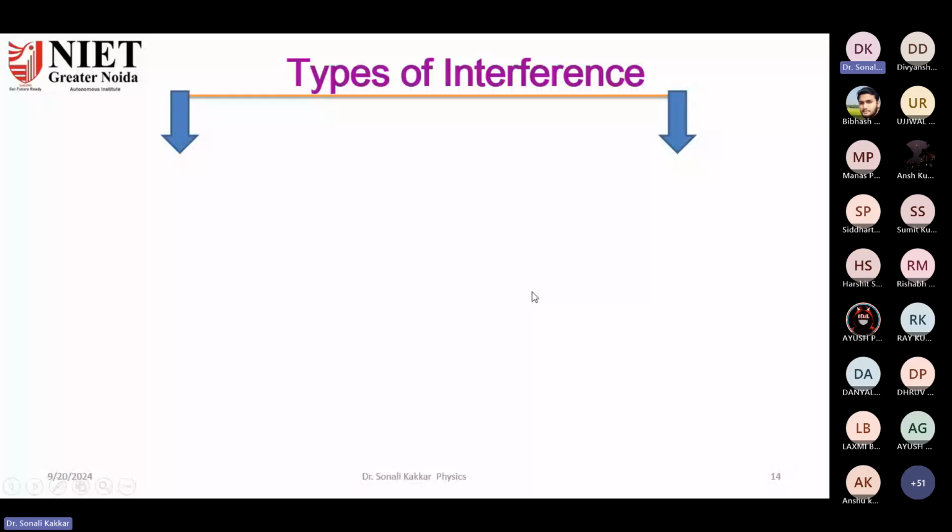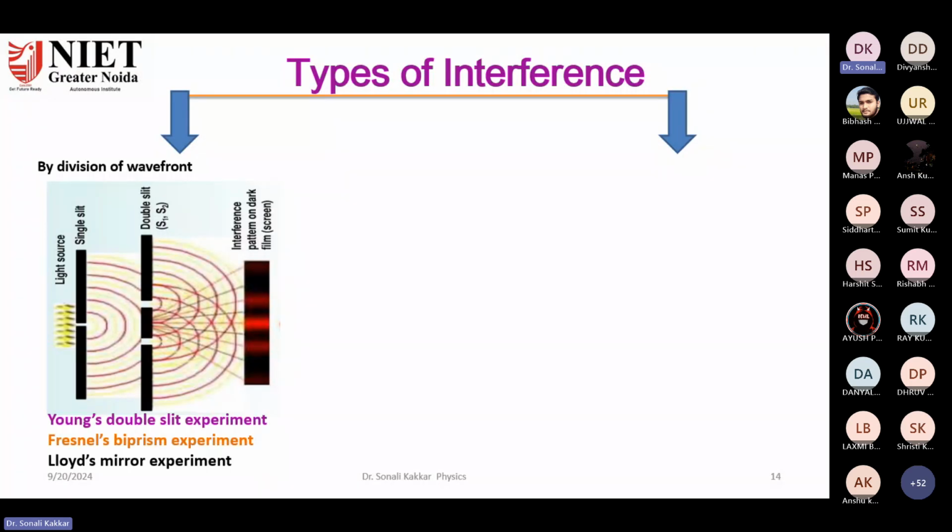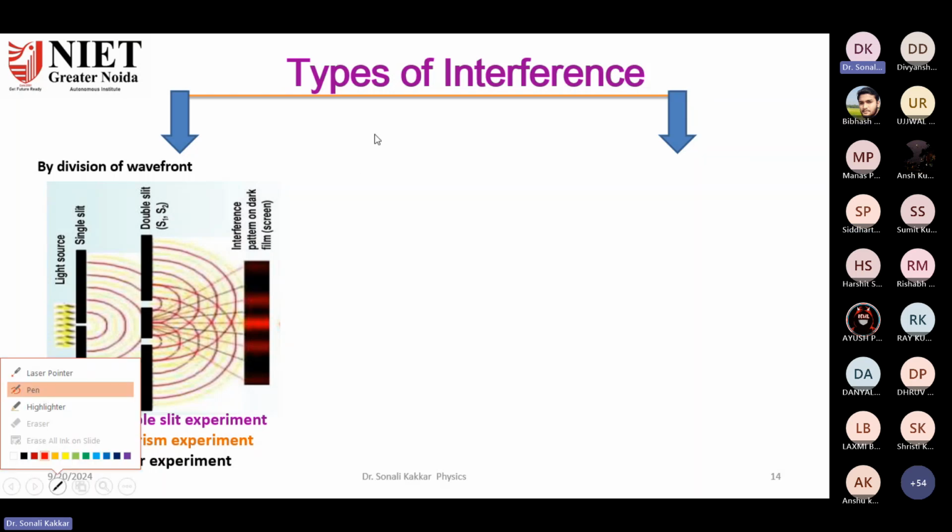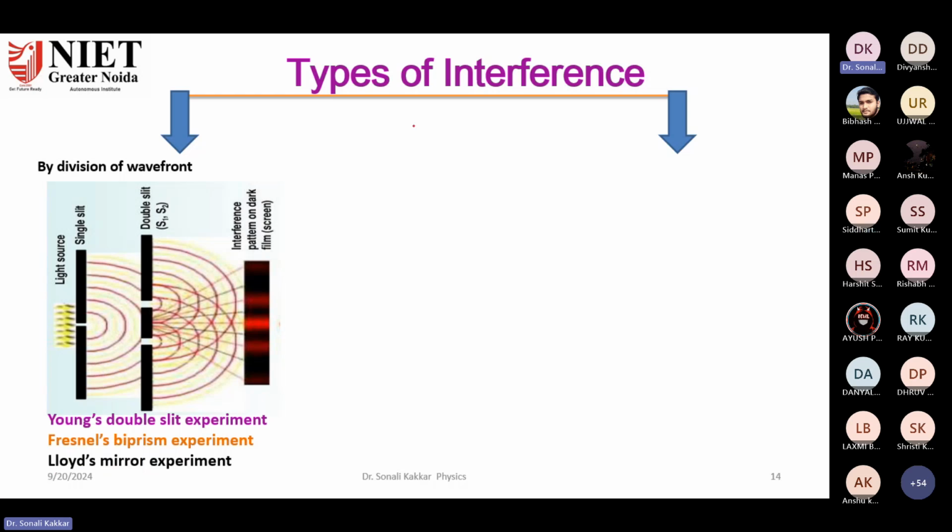Okay, so we were doing interference, right? So the types of interference, the first type is division of wavefront. So you have all studied Young's double slit experiment in your 12th class, right? Yes, ma'am. So what's Young's double slit?